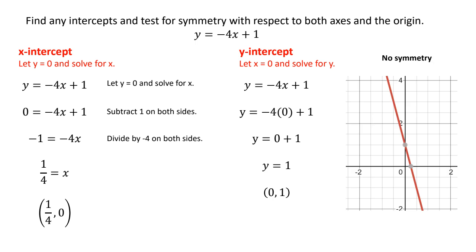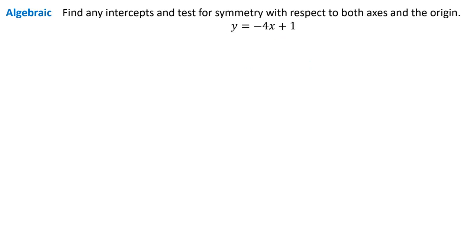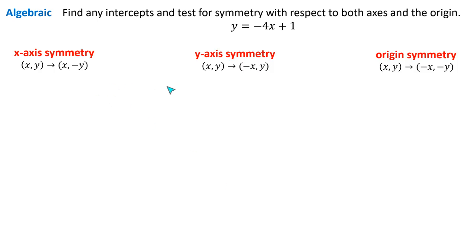And if we look at this graph, you can see that it has no symmetry. But sometimes you might not be given the graph. So we can find out if it has symmetry algebraically. To do this, these are the 3 tests. And so we have the x-axis symmetry. For the x-axis symmetry test, what you want to do is change the y value to a negative y and evaluate the equation to see if you get the original equation.